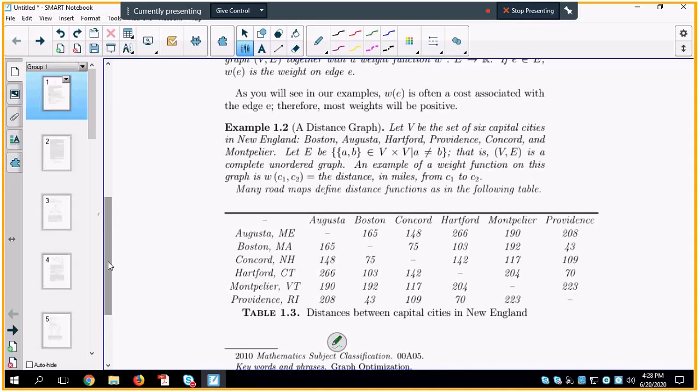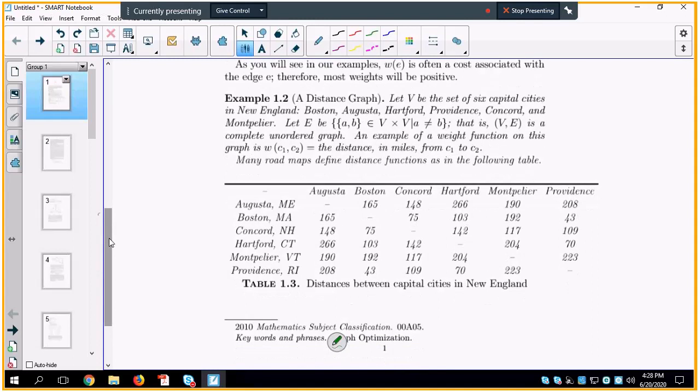So here's an example, a distance graph. We'll take capital V to be the set of 6 capital cities in New England: Boston, Augusta, Hartford, Providence, Concord, and Montpelier. And then we're going to let E, and I think this should be parentheses here, be the set of ordered pairs (a, b) from the Cartesian product V cross V, where a is not equal to b. Since we're taking E to be every possible ordered pair where a and b are not equal, this is going to form a complete graph.